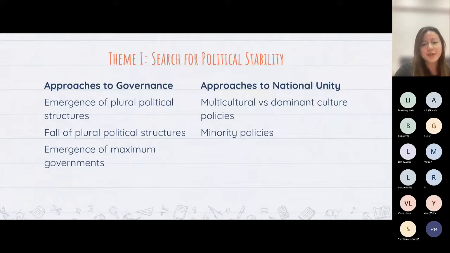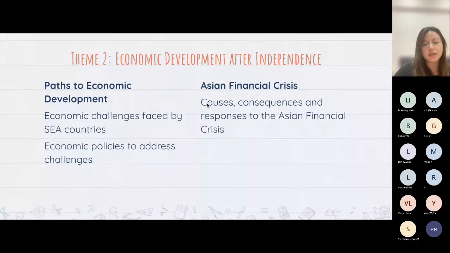Then we have theme two, which is economic development. So under this theme, you'll learn about the different policies that Southeast Asian states took to develop their economy. So you learn about the economic challenges they faced, and different economic policies states undertook to address challenges. Then you have the Asian financial crisis of 1997, where we learn about the causes, consequences, and responses to the crisis, and basically how the crisis hit the entire region.